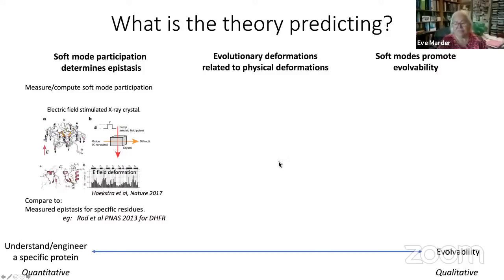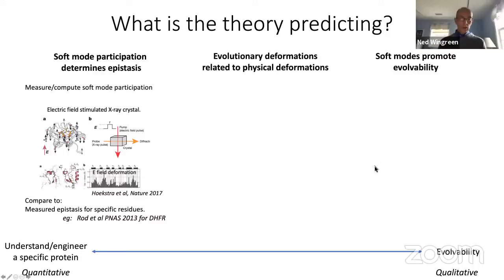Can I ask a question? Thanks for a very interesting talk. I guess I'm interested in when you think you're going to get a soft mode with a gap, because if I just give you an elastic network, there's something called the boson peak, which tells you the opposite, that you expect there to be a lot of soft modes close together. So is this chance, evolution, what do you think?